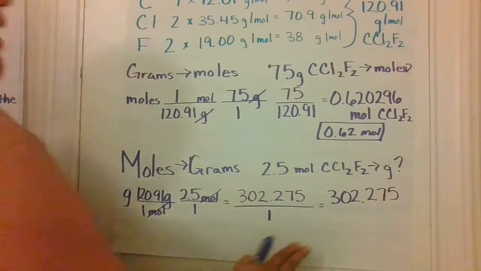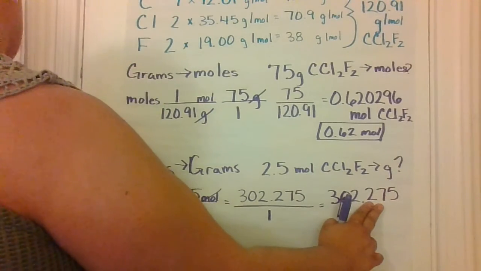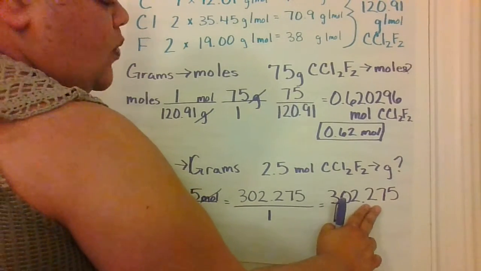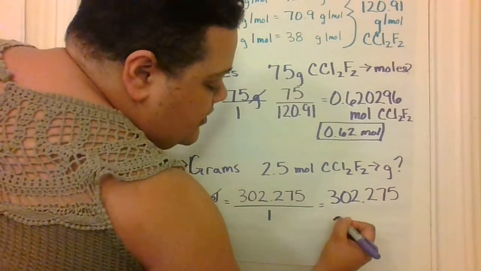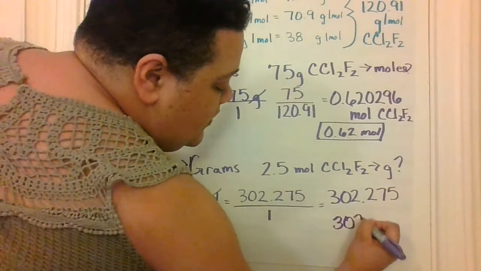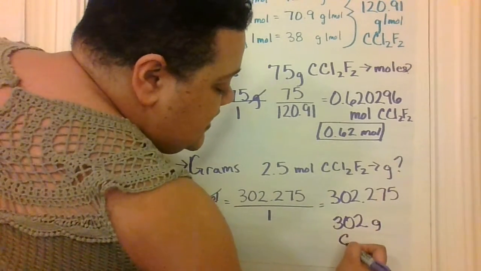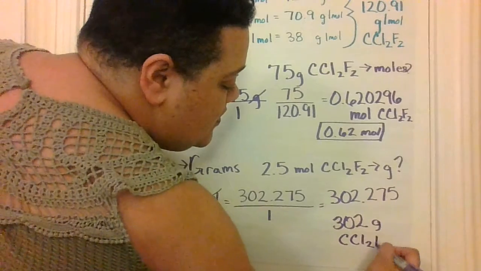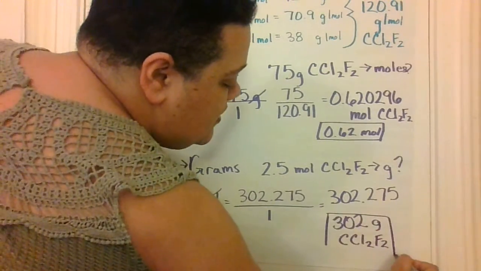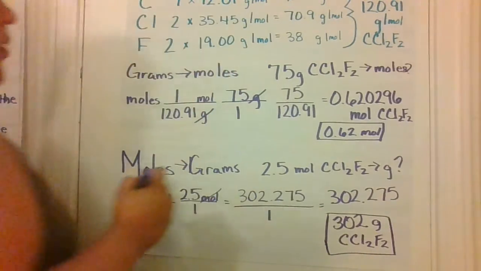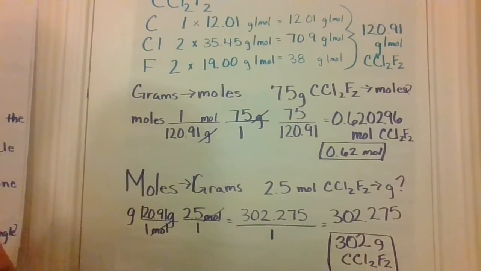And if we were to do that, we look to the number in the tenths place. If it's less than 5, we round down. If it's more than 5, we round up. So we have a 2. So we're going to be rounding that down. And we have 302 grams of CCl2F2. So that is our final answer for our moles to grams problem for that particular compound.